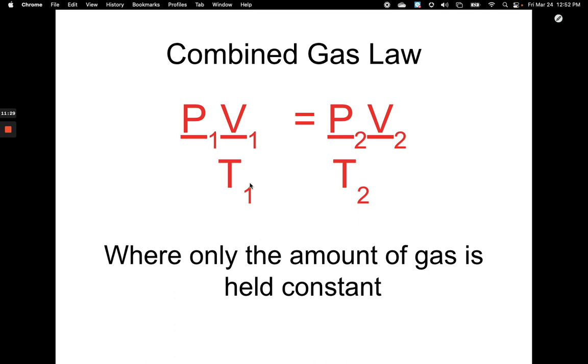Notice if we keep the temperature constant, we've got Boyle's law. If we keep the pressure constant, we've got Charles' law. And if we keep the volume constant, we have Gay-Lussac's law. So we sort of push this all together. This is a fun one to solve. Now you're going to have to be given 5 of the variables so that you can solve for the 6th. So let's try one of those.